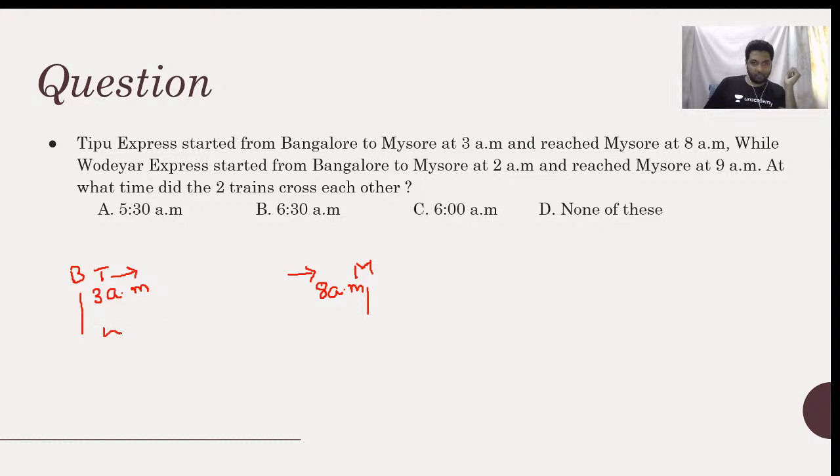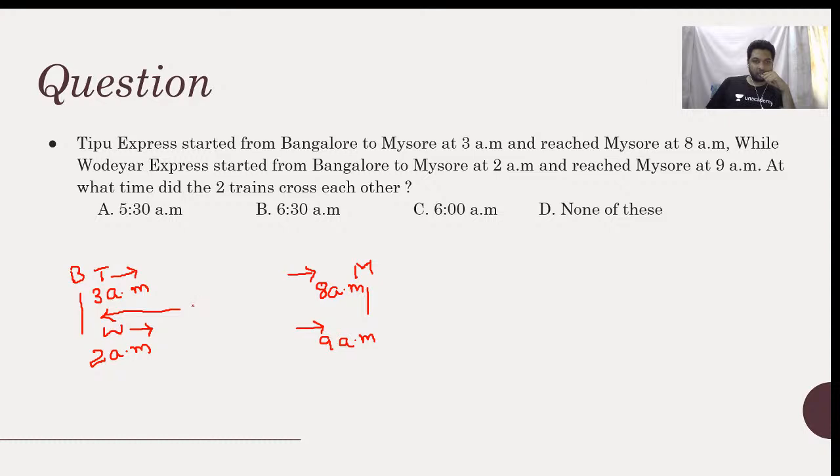Wadayar Express starts at 2 a.m. from Bangalore itself towards Mysore and reaches at 9 a.m. Wonderful. Now, what it means is that let me consider the same way.